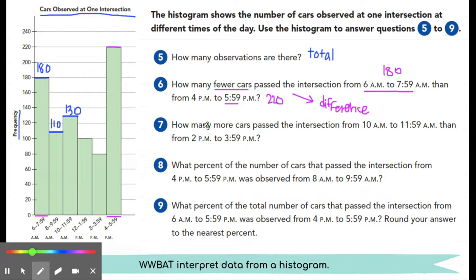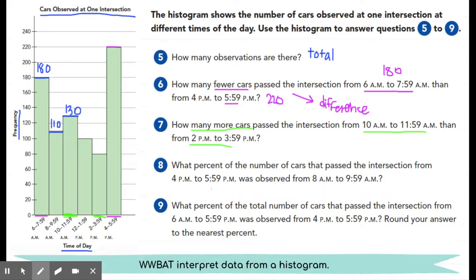Now for number 7, how many more cars passed from 10 a.m. to 11:59 a.m. than from 2 p.m. to 3:59 p.m.? So we have to look at the 2 time slots again. The first one is from 10 to 11:59, which has 130 cars. And from 2 p.m. to 3:59, there are 80 cars. So again, how many more cars pass during that 10 a.m. slot than the 2 p.m. slot? You can pause the video right here and complete the question by yourself.